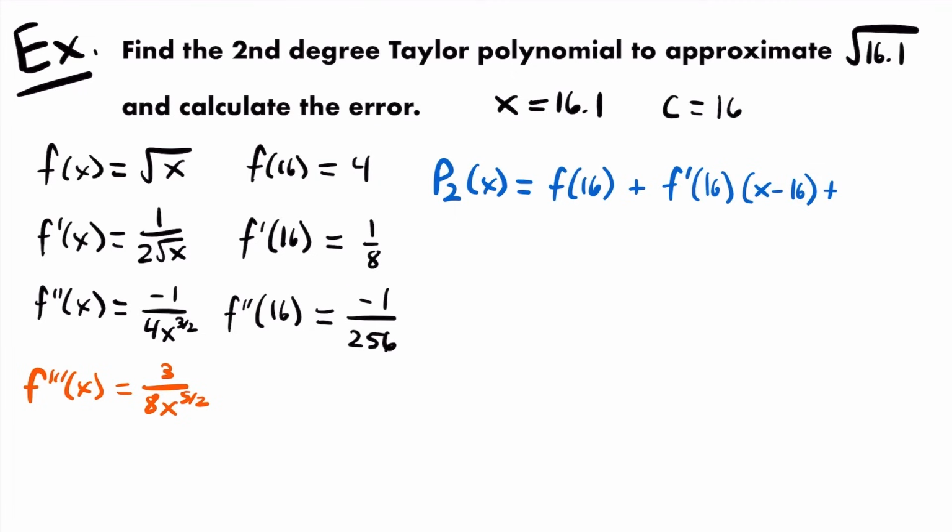and then we'll have one more term for the n equals 2 term, where we have the second derivative. So we'll have f double prime of c, which is 16, times x minus 16 to the power of 2, or x minus 16 squared, divided by 2 factorial.